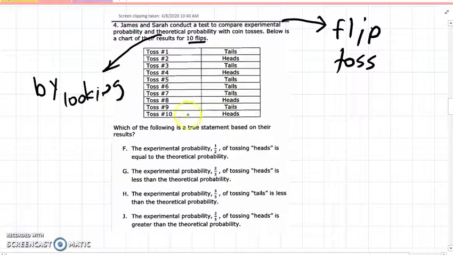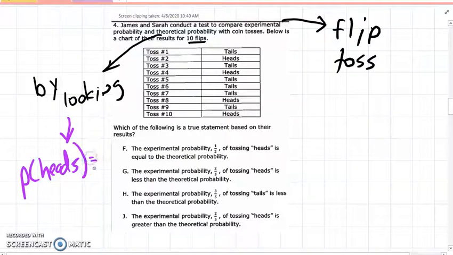For example, if I look at a coin, any coin, a quarter has 2 sides. It has heads or tails. So theoretically, by looking at a coin, what are the chances of landing on heads? The probability of landing on heads is 1 out of 2 because there's 2 sides. That's the theoretical. So theoretical is 1 out of 2.